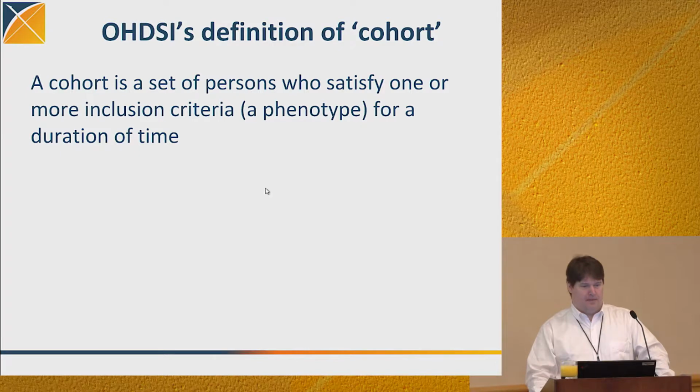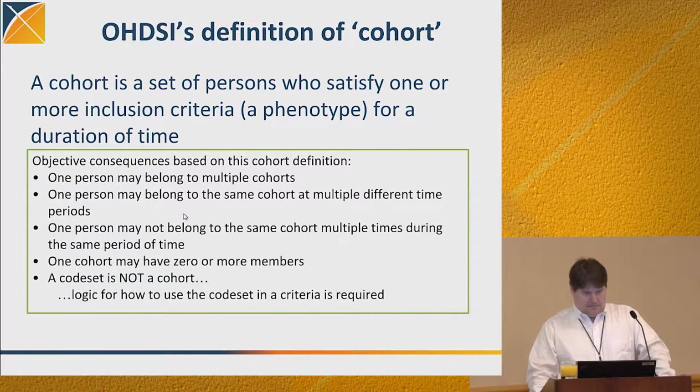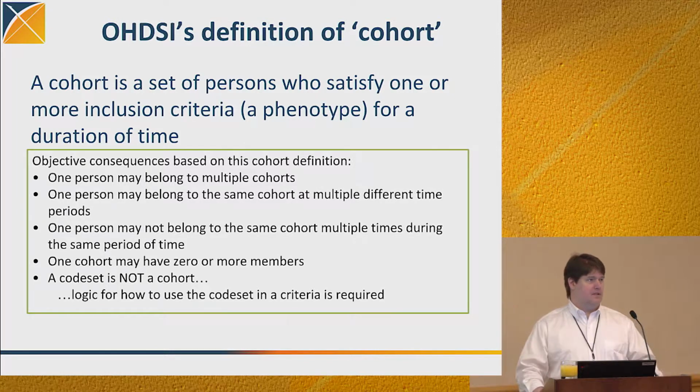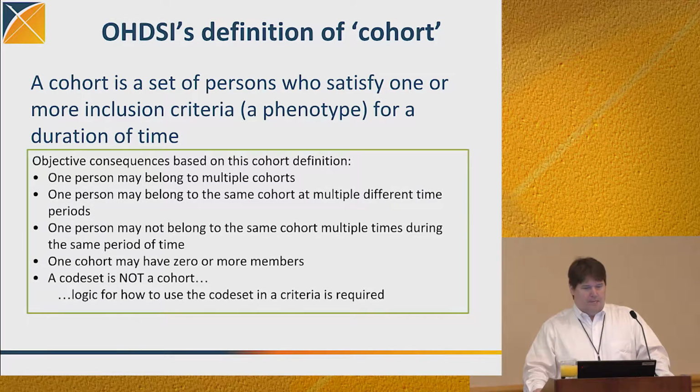So some things to know about cohorts is that a person may belong to multiple cohorts. It's just not an exclusive thing. You can have membership in multiple cohorts. A person may be a member of a cohort at different moments in time, so in the course of 5 years, they may have 1 year of being present, another year of not being present, and then presence again. One person may not belong to the same cohort multiple times during the same period of time.